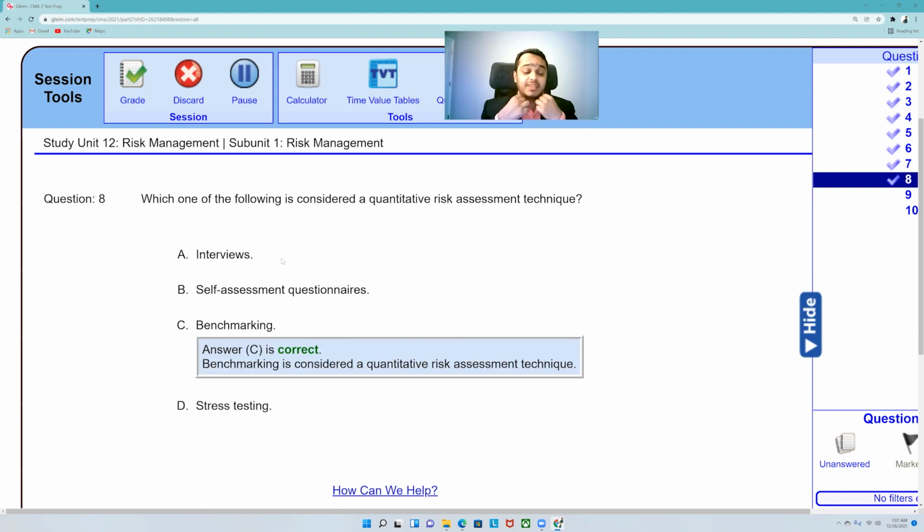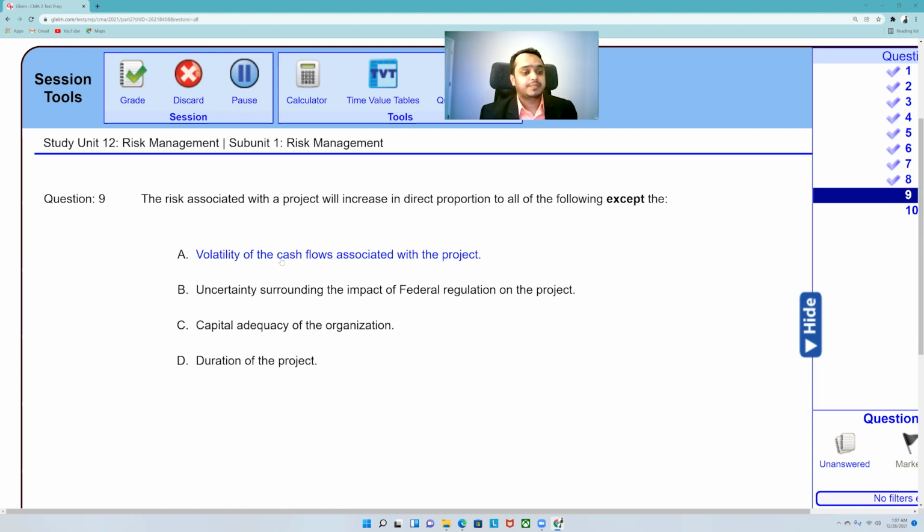If we have this explainer going through these options, then it's really easy for us to do it. But in your main examination, you are going to do it alone. So you need to practice a lot. These questions, you guys need to practice a lot. Next, risk associated with the project will increase in direct proportion to all of the following except the.